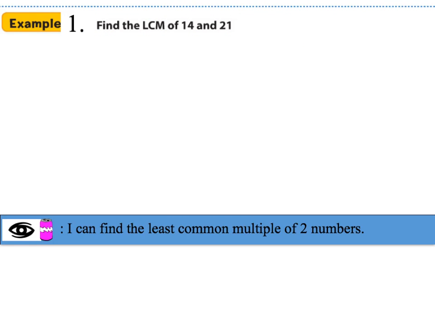For example 1, let's go ahead and find the LCM, or the least common multiple, of 14 and 21. So let's use our upside-down ladder. Inside of that ladder, let's use 14 and 21. The number that both 14 and 21 have in common would be 7. So let's place a 7 on the outside. 7 goes into 14 twice. 7 goes into 21 three times.